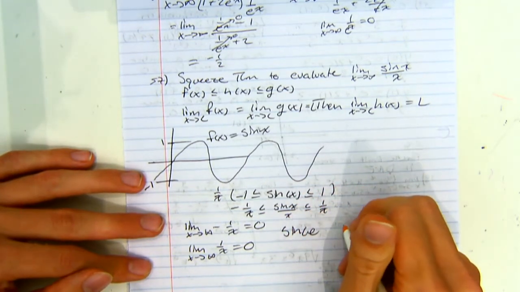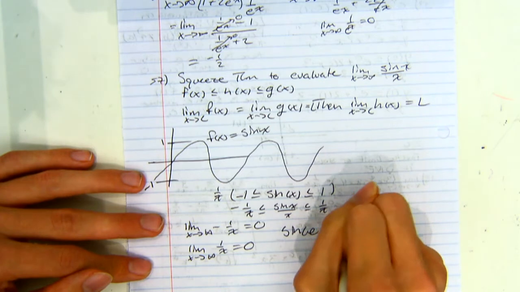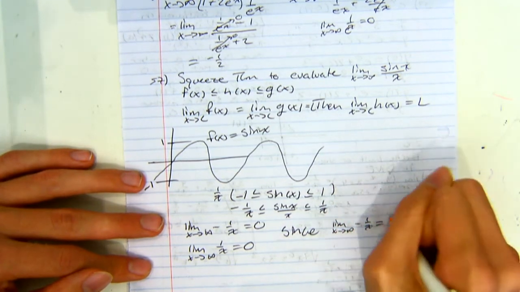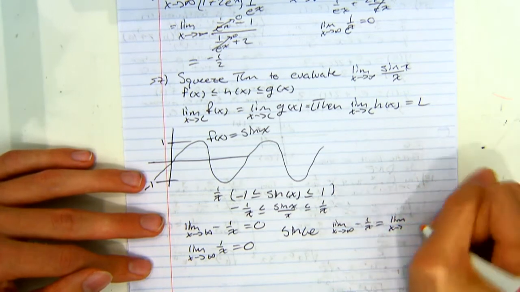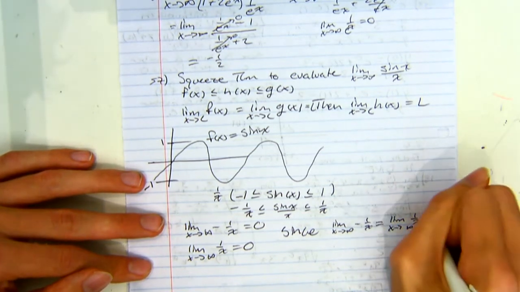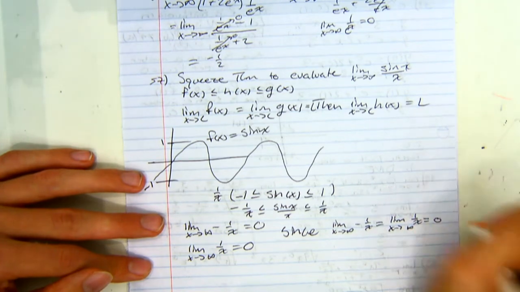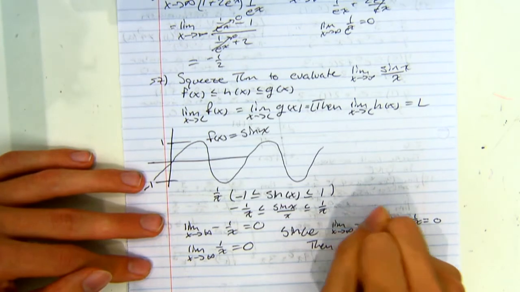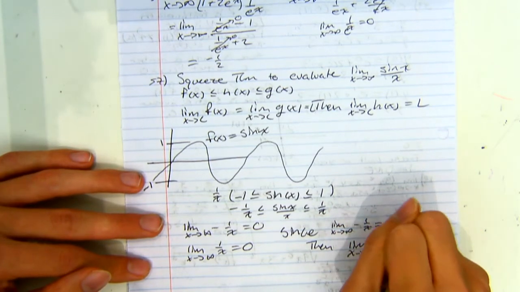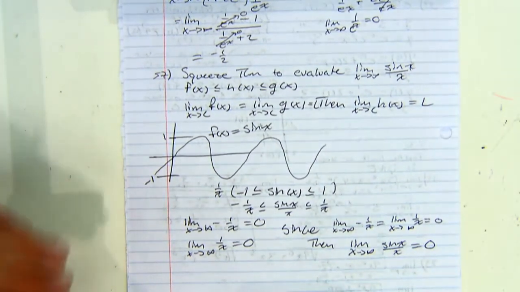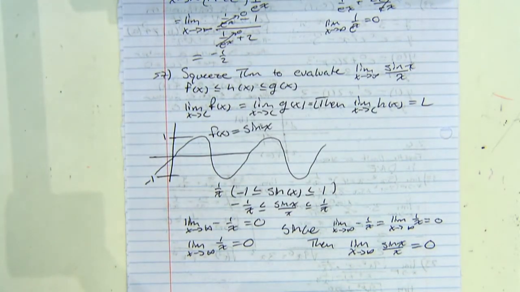So, with squeeze theorem problems, you typically have to write out, since you're proving a hypothesis, that since both limits equal 0, then the limit as x approaches infinity of sine of x over x is also equal to 0. Any questions?